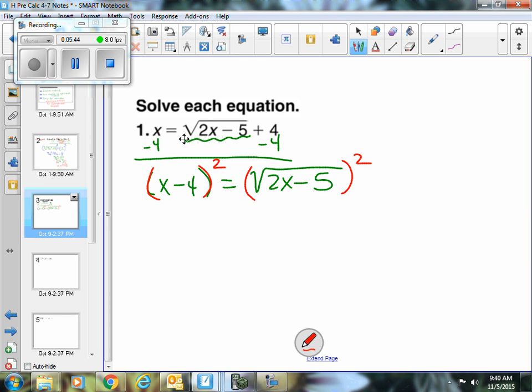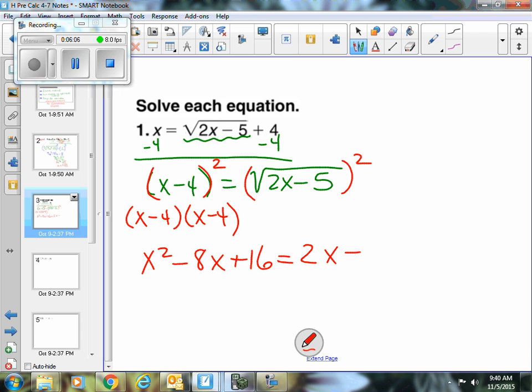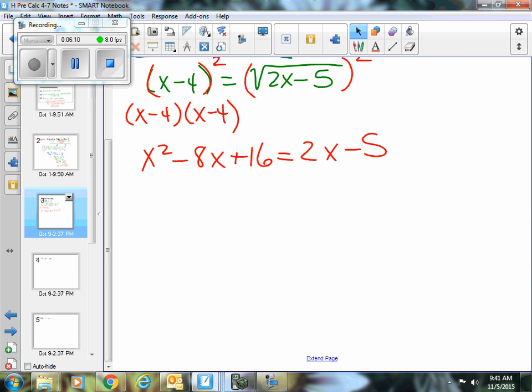If there are multiple terms and you're squaring, that means you're multiplying that binomial times itself. So don't just square each of those terms. It's FOIL: first, outside, inside, last. That's how you multiply a binomial by itself. So x squared minus 8x plus 16. On the other side, when you square a square root, you're left with the expression underneath, which works great. So I isolated the radical, and I got rid of it. A little bit more work to do on the other side.